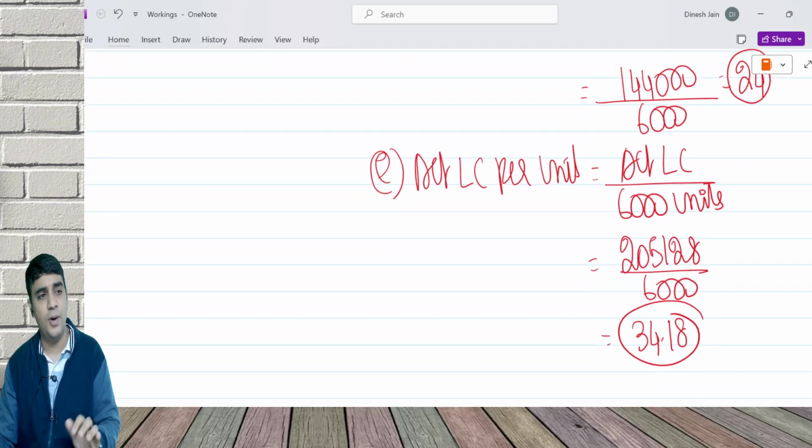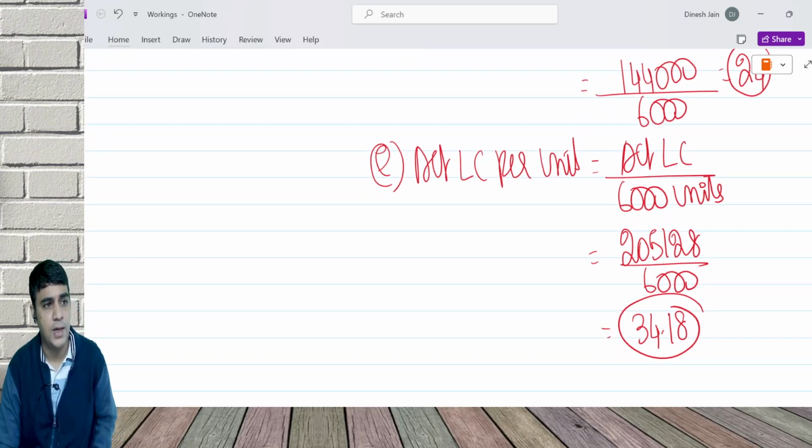From 24, it is going up to some 34.18. The cost is increasing significantly. Clear? Any doubts on this? Can you proceed?